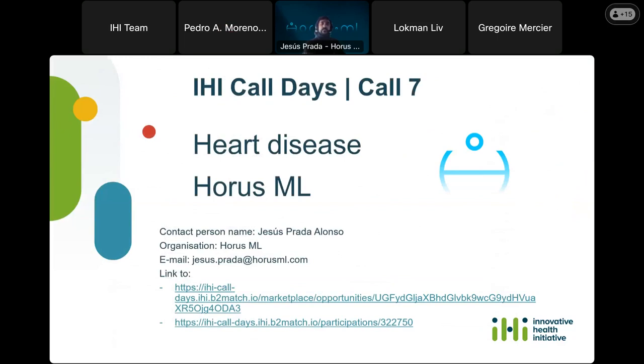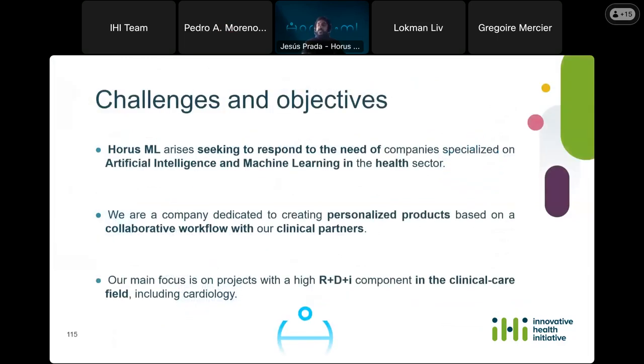Next slide, please. Okay, so what are the objectives we try to tackle? So our goal is to respond to the needs of companies specializing in artificial intelligence and machine learning in healthcare. So what we do is create personalized products together with our clinical partners in a collaborative workflow. So we are used to working with cross-sectorial approaches for the development of solutions for healthcare. And in particular, we focus on projects with a strong innovation component in the clinical care field.